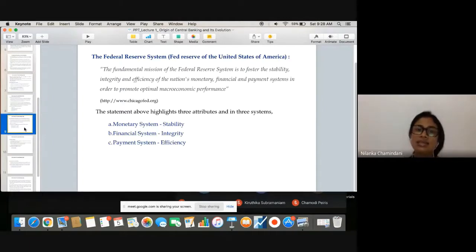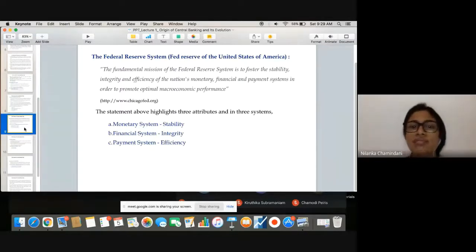Here there are some terms that we have to focus on. They talk about three attributes: stability, integrity, and efficiency. Stability relates to the monetary system, as I mentioned in blue color at the bottom of the slide, integrity refers to the financial system, and efficiency is in the payment system. So why do they need to do this? To promote optimal macroeconomic performance.